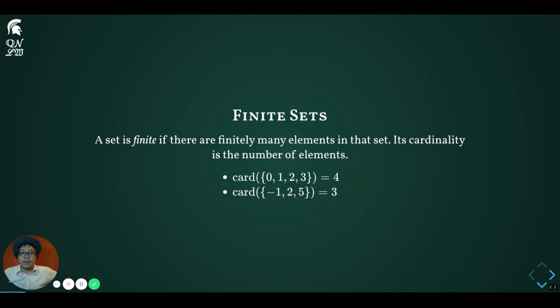For finite sets, there's an obvious way to define the cardinality. We will let the output of card(X) be the natural number, or 0 if the set is empty, corresponding to the number of elements in the set. So card of the set {0, 1, 2, 3} is equal to 4, since there are 4 elements. And card of the set {-1, 2, 5} is equal to 3, since there are 3 elements.